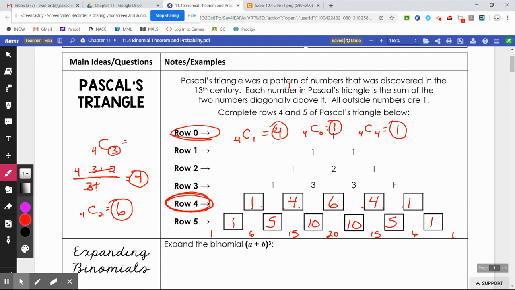These rows of Pascal's triangle actually also correspond with the different choices that you can have if you're choosing from 4 different things. The combinations of, excuse me, 4 choose 0. The combinations of 4 choose 1 was 4. The combinations of 4 choose 2 was 6. The combinations of 4 choose 3 was 4. The combinations of 4 choose 4 was 1.